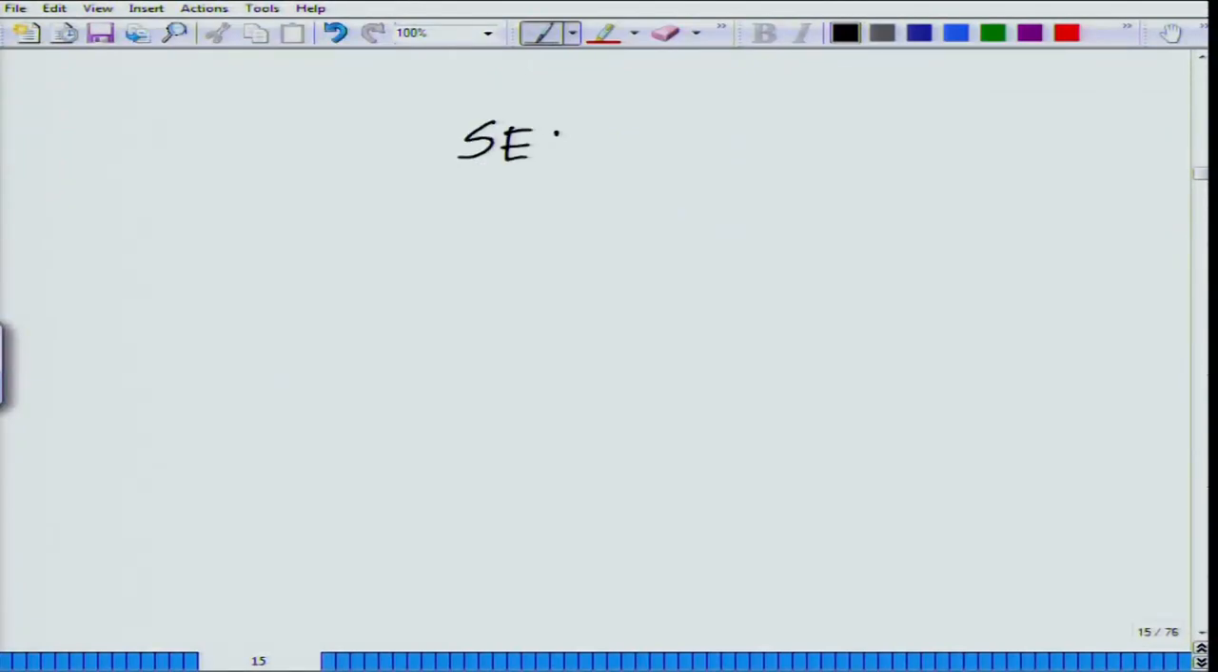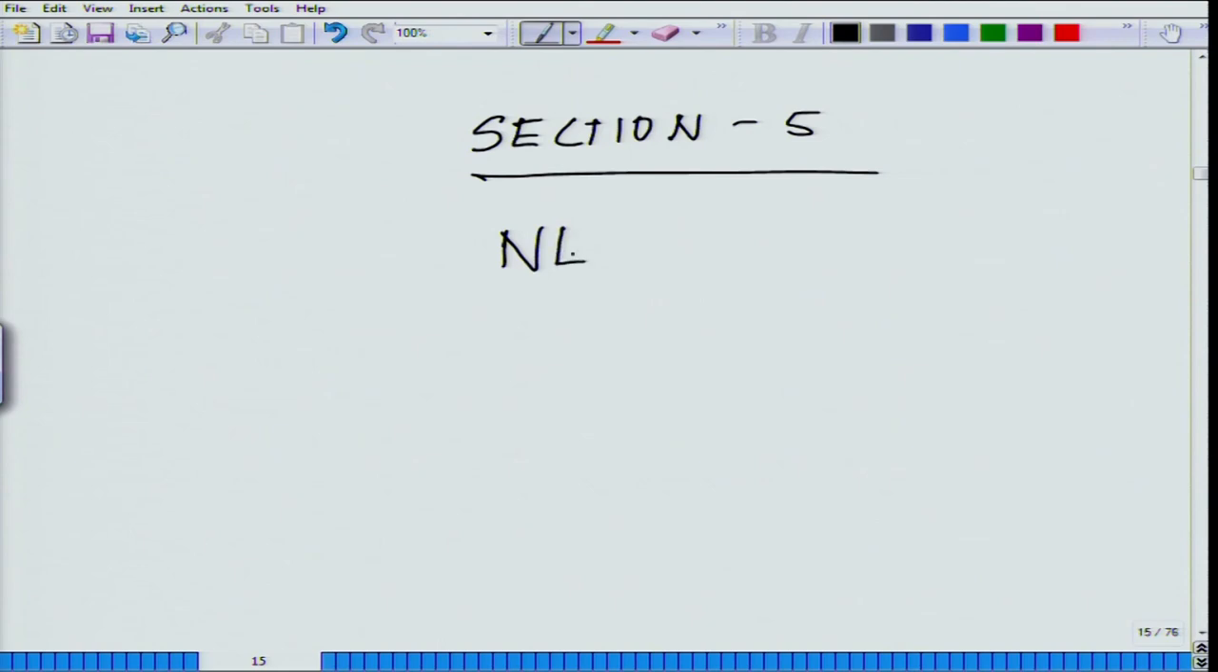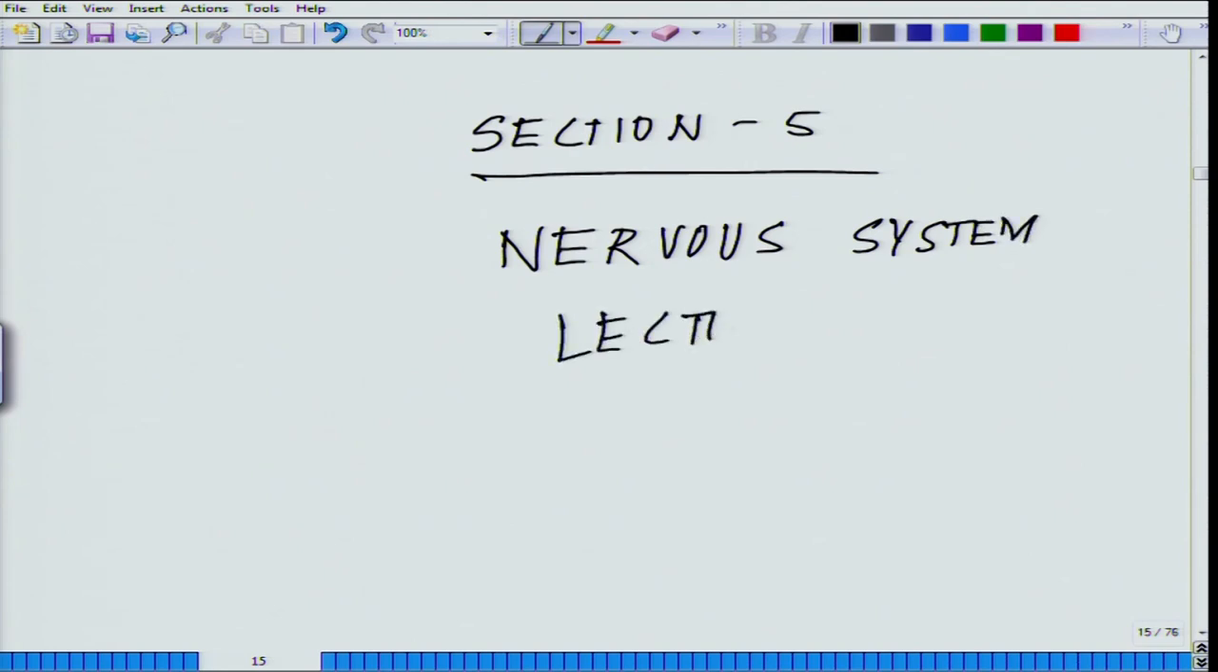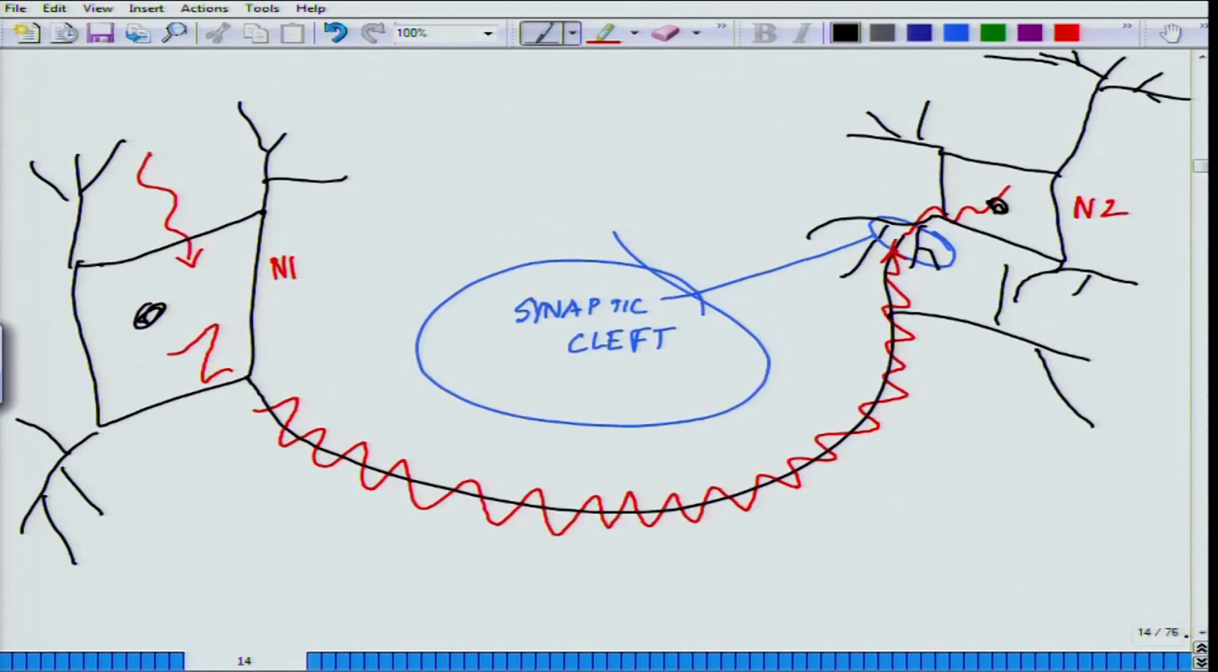Today I will take a slight detour. Coming to section 5, this is the nervous system, lecture 2. So what we will do today, if I go back, this is what I showed you.